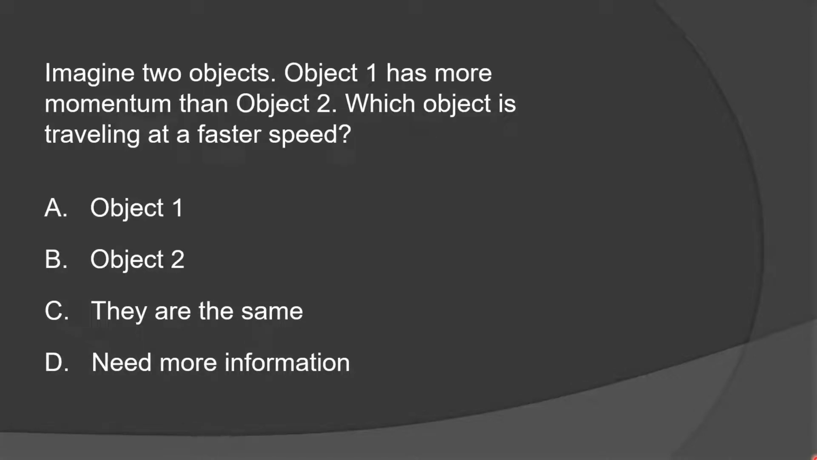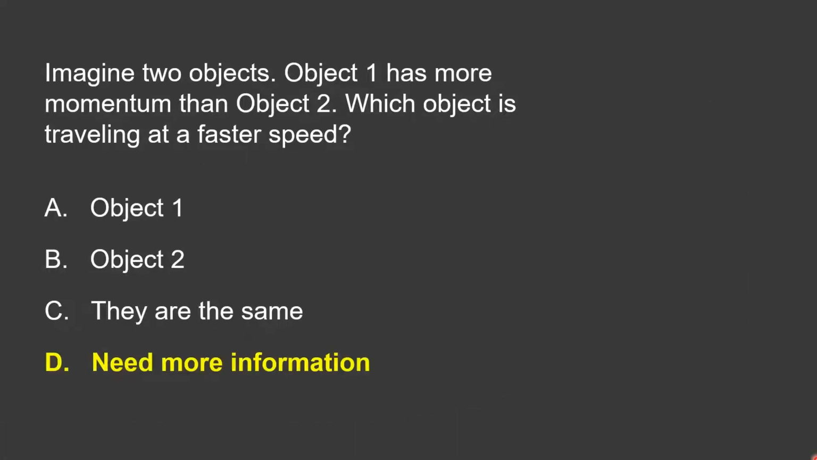Let's start with the first one I asked, when I had object 1 with more momentum than object 2, and we wanted to know which one is traveling at faster speed. Look at this question again and see if you change your original answer. I'm going to say for this question, D would be the correct answer. We need more information if we're going to answer this question. Let me show you an example.